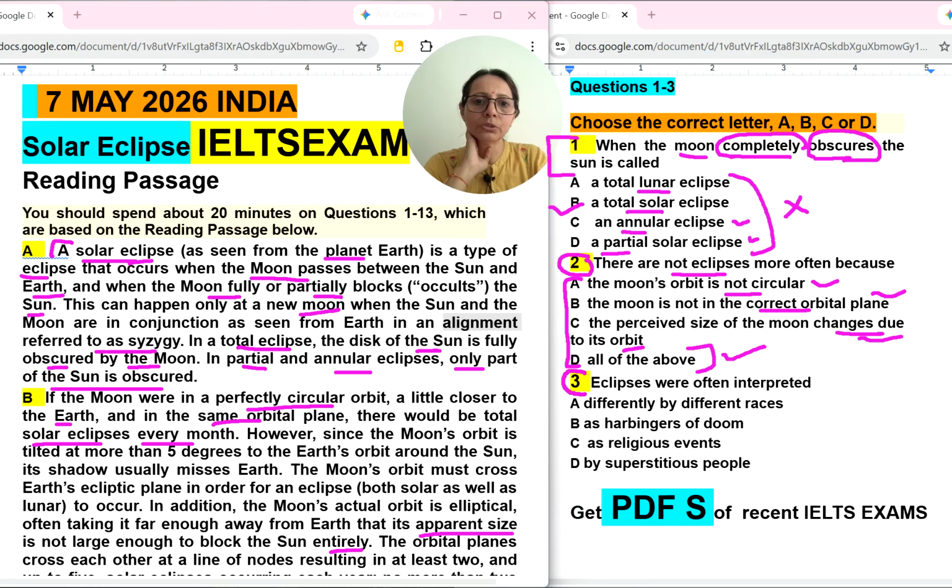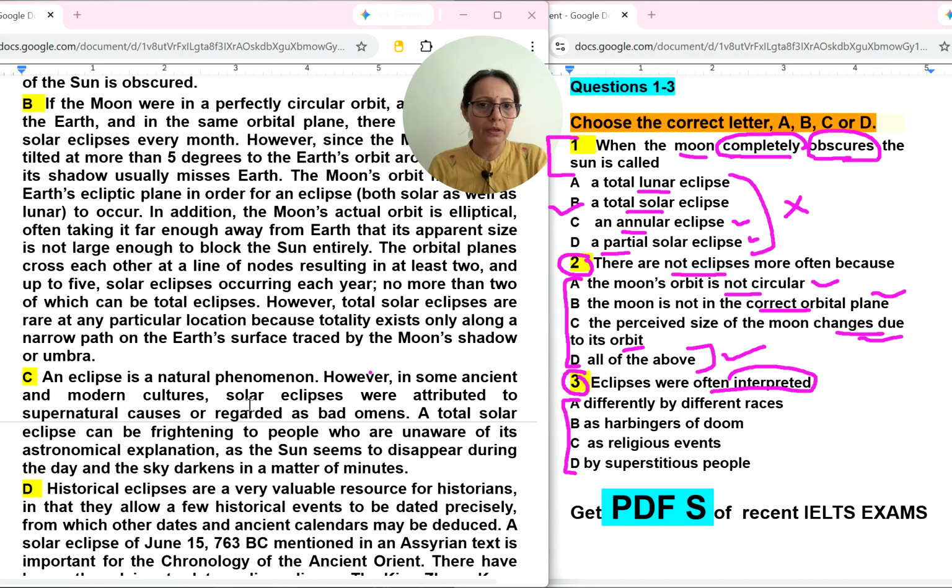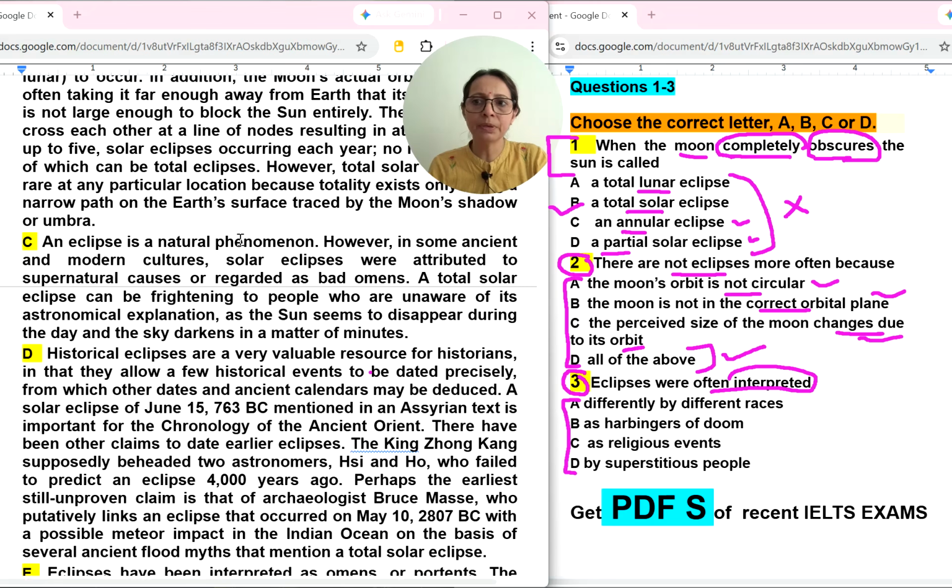Now the third number question: eclipses were often interpreted. So what is interpreted? Interpretation can be done only by human beings or maybe computers, but eclipses were often interpreted. Okay, this paragraph is done. Let's move to the next paragraph. Okay, so this B paragraph is done.